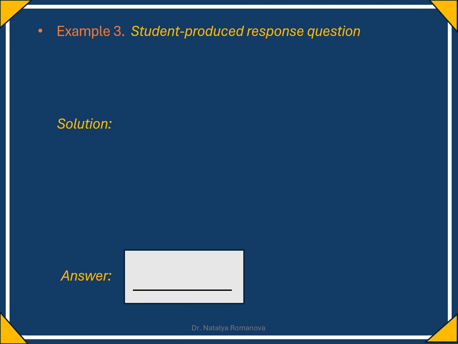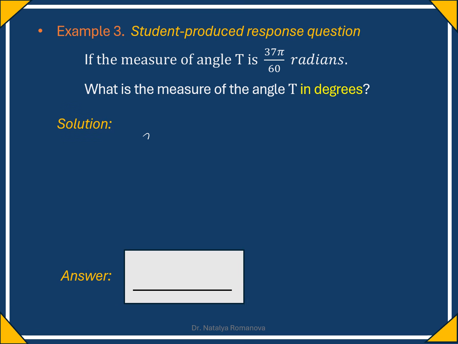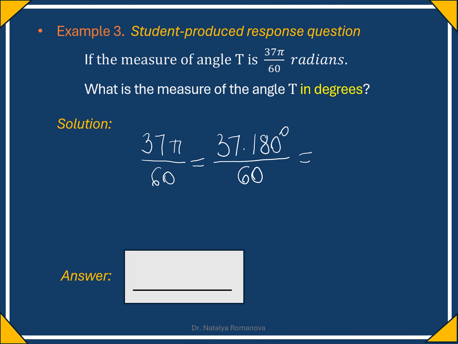Next example. We will convert 37 pi divided by 60 to degrees. So it is 37 times 180 degrees divided by 60. You can evaluate, it would be 111 degrees. We can write the answer 111.